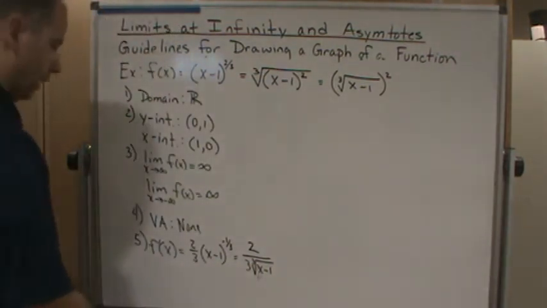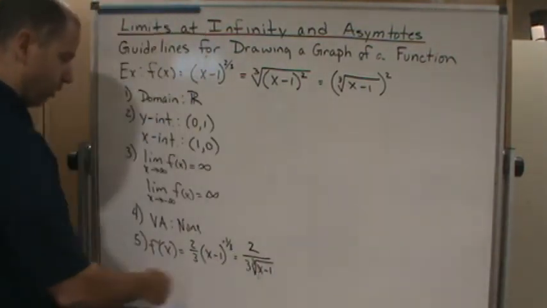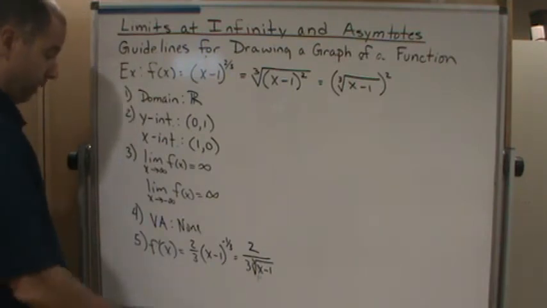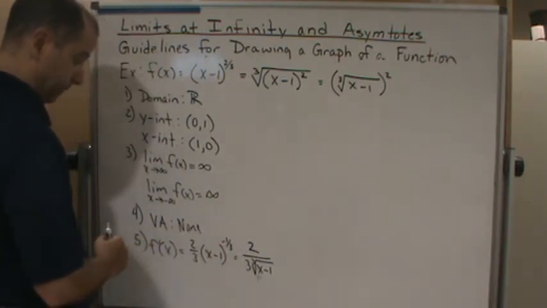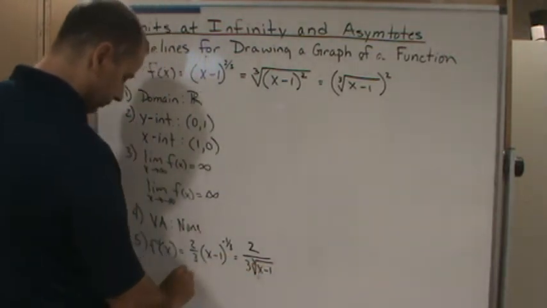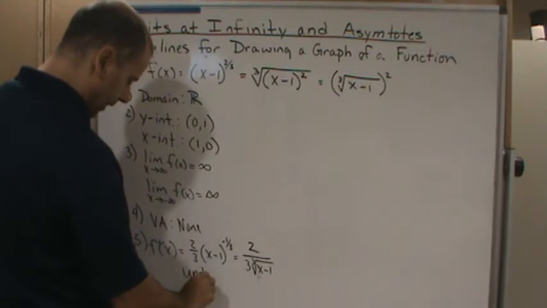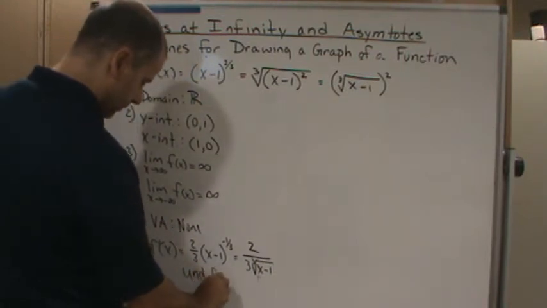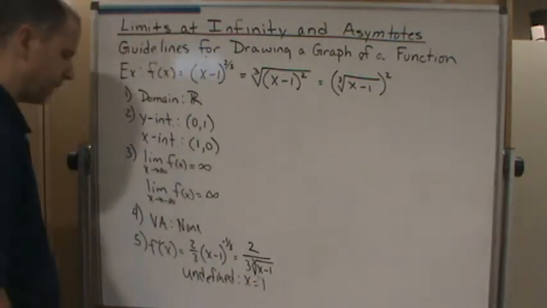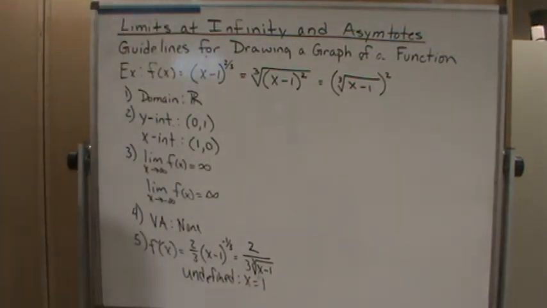Now, we want to find out where this is 0 or undefined. It's not going to be 0 anywhere, but it is undefined at x equals 1. So something's going on there. We have a critical value at x equals 1.